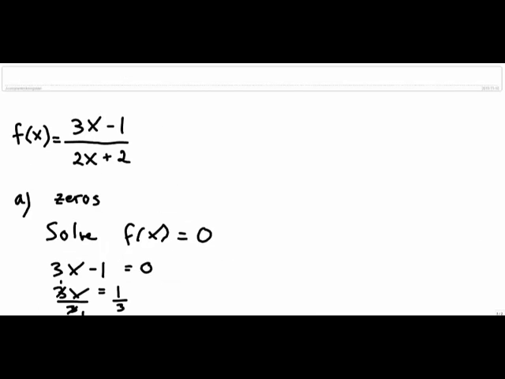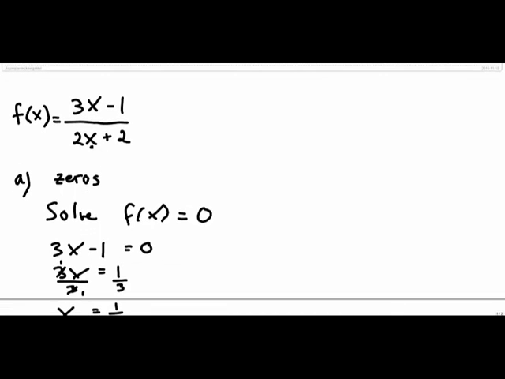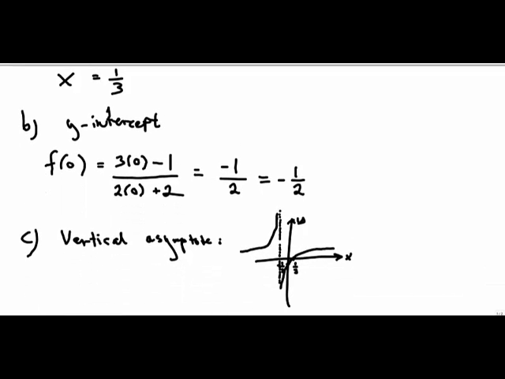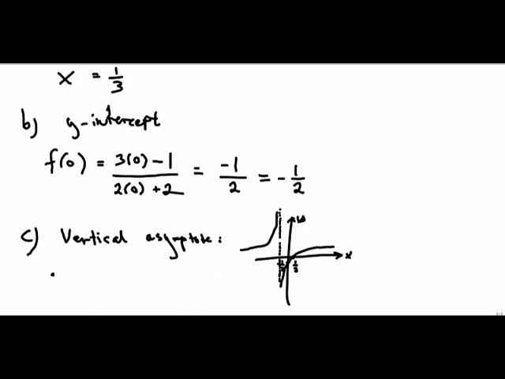So we have to study the denominator. Is there any x value that is going to imply that the denominator is 0? So 2 times something plus 2, when is that 0? We're not allowed to divide something by 0. That's not allowed. So 2x plus 2 is equal to 0. That's the equation that we have to solve.